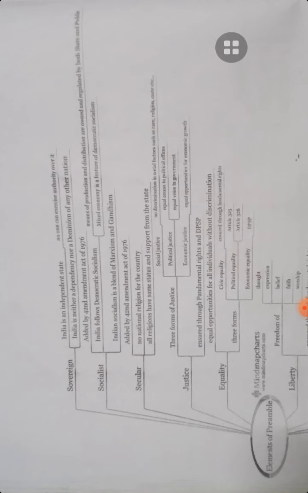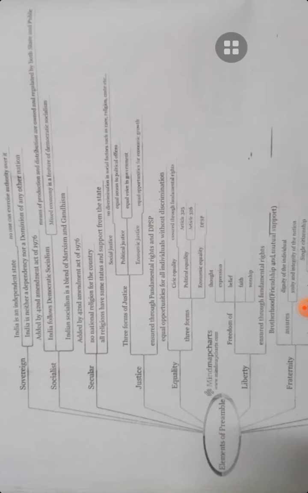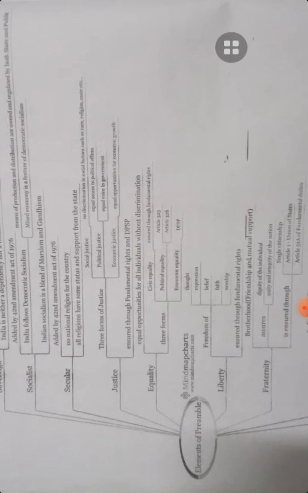Secular was added by the 42nd Amendment. No national religion in the country. All religions are treated the same by the state. Justice has three forms: social justice, which is no discrimination on a social basis; political justice, equal access to political office and an equal voice; economic justice, equal opportunity toward economic goals.